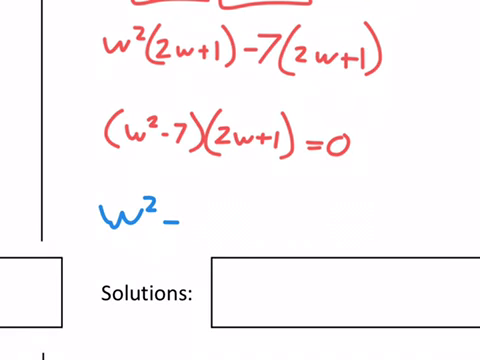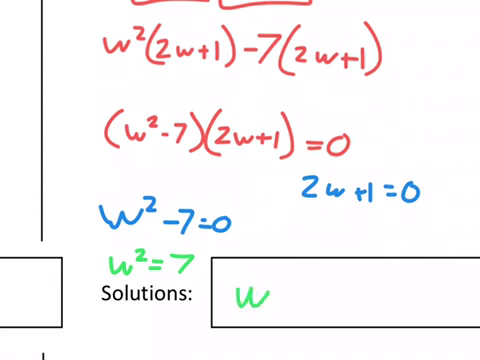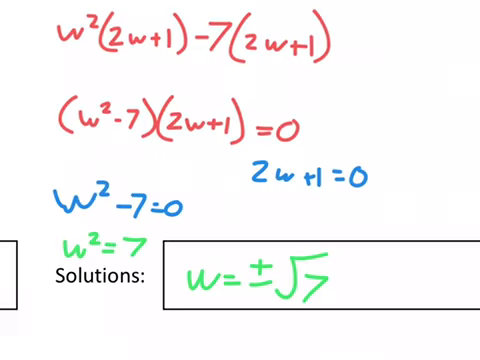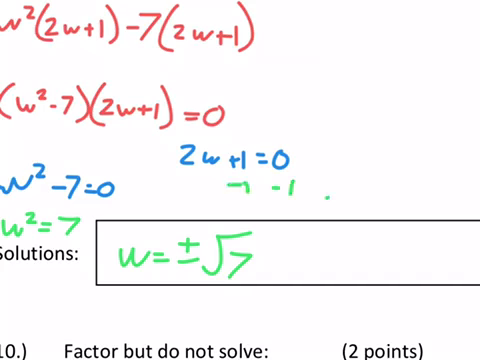So we have w squared minus 7 is equal to 0. We have 2w plus 1 is equal to 0. So here we have w squared is equal to 7. Square root both sides to get w is equal to plus or minus square root of 7. This one here, we subtract a 1 from both sides, and then divide by 2 to get w is equal to negative 1/2.